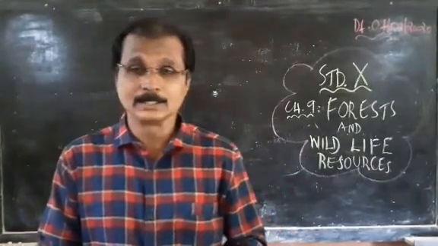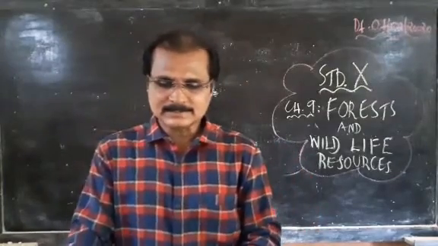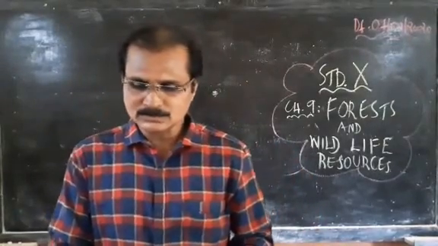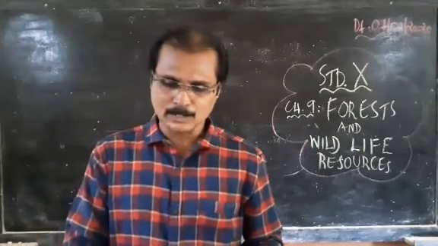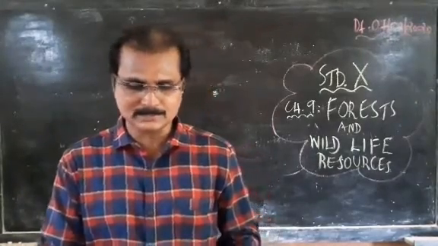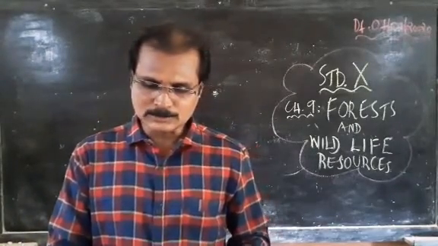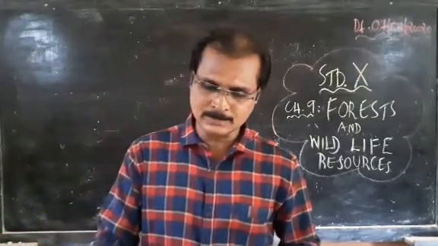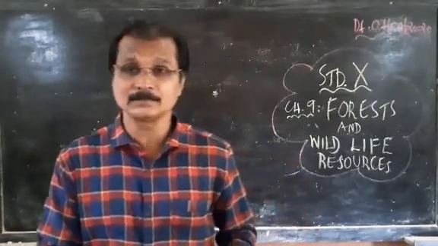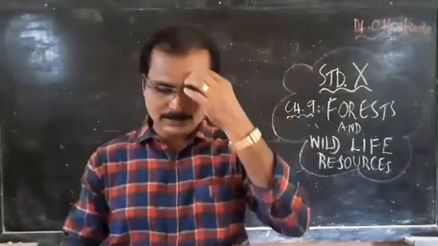The third one is the Rhino Project. This project was started in 1992. Its main objective was to provide protection in the natural habitats, to protect the habitat and the migratory corridors. The Rhino Project was started for the protection of the one-horned rhino of India. In India, most of the rhinos are found in Assam state.